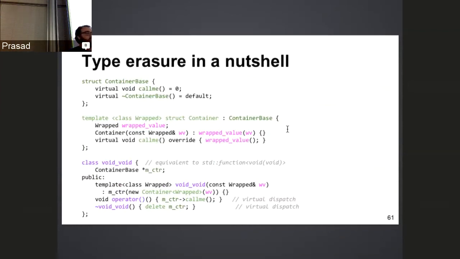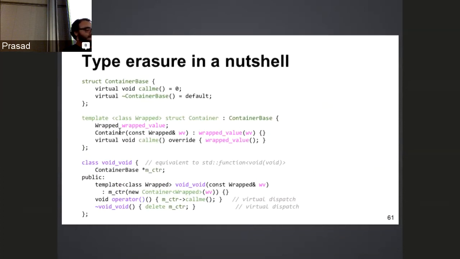We need something that can hold an object of any type, right? Sometimes it's going to be a function pointer. Sometimes it's going to be a lambda. I need something that can hold either one of those. Okay, well, I'll just make a template struct container. Container of T can hold a T, right? Container of wrapped holds a wrapped. Done. Problem solved. Unfortunately, container of T and container of U are different types.